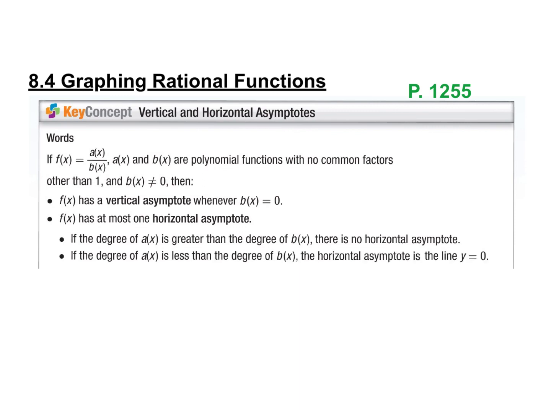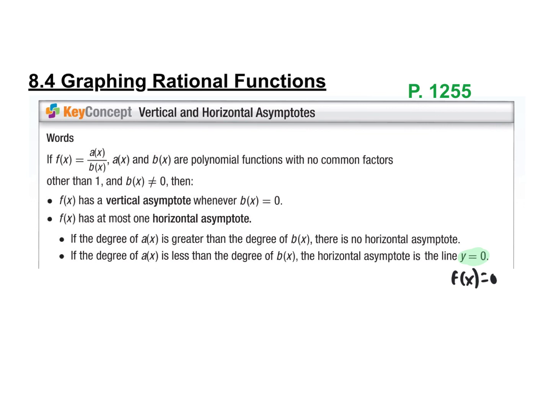The second part: if the degree on the top is less, meaning the degree on the bottom is bigger, then there is a horizontal asymptote, and it is at the line y equals 0. Or it could be f of x or g of x equals 0, depending on the problem. Basically, the x-axis will be the horizontal asymptote, because that is the equation of the x-axis. That's the second case. First case, degree on the top's bigger. Second case, degree on the bottom's bigger.